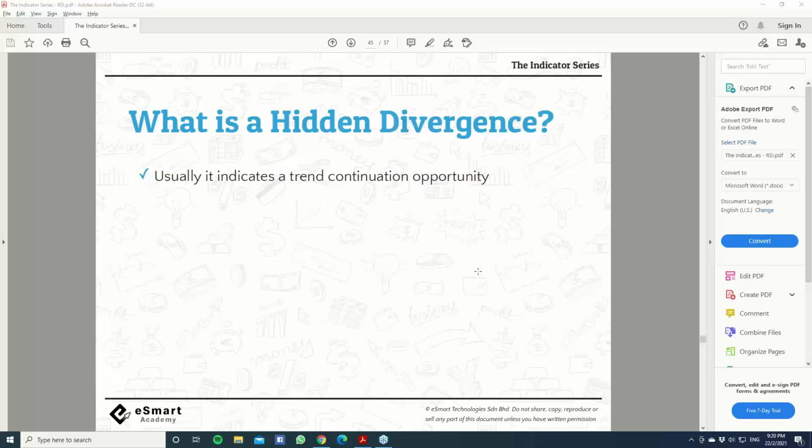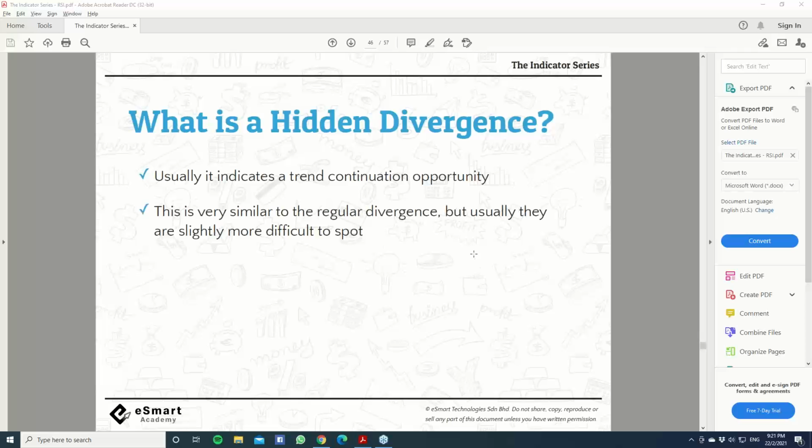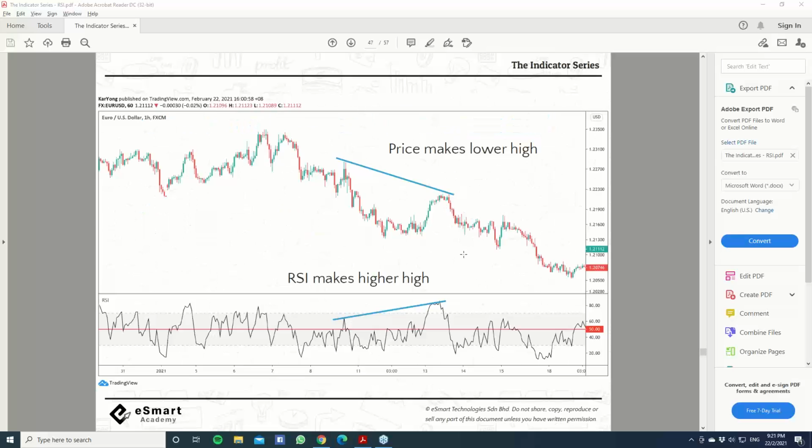Hidden divergence is usually used to identify trend continuation. If we want to follow the trend and trade after a potential correction, that's where we want to see if there is a potential hidden divergence. This is very similar to regular divergence. It's just slightly different. So let me show you the chart and see if you can really spot the difference between the regular and the hidden.